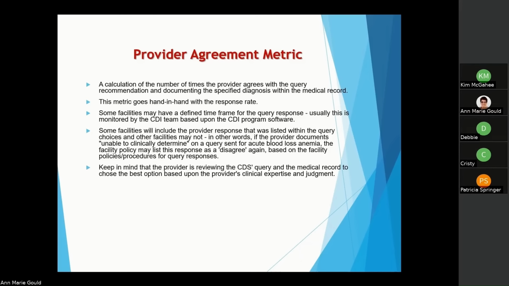This metric goes hand in hand, of course, with your response rate, right? So some facilities may have defined timeframes for query responses. And this is usually monitored by the CDI team or the software program that's being utilized for the CDS team. Some facilities will provide the provider response that's listed within the query choice, and other facilities may not.